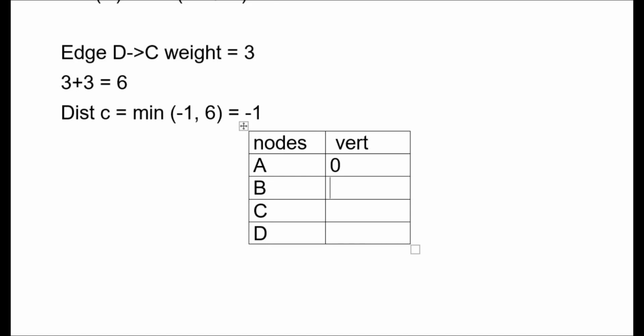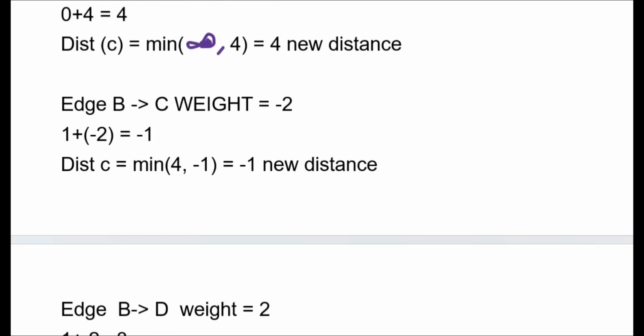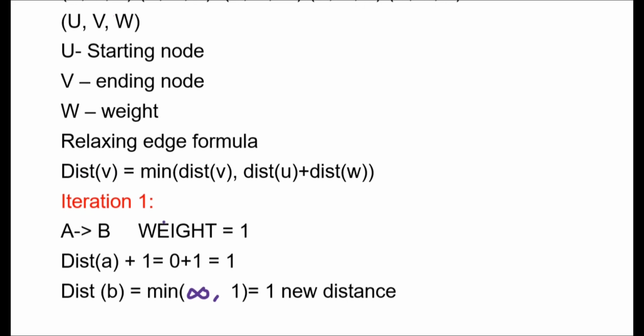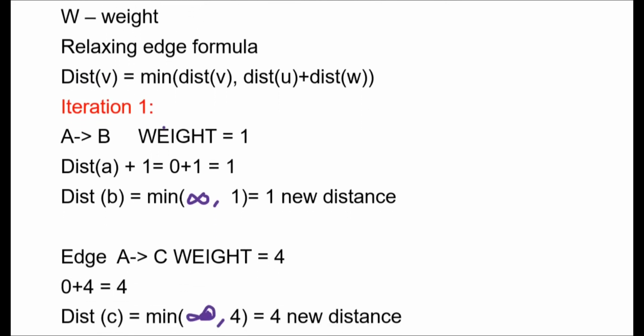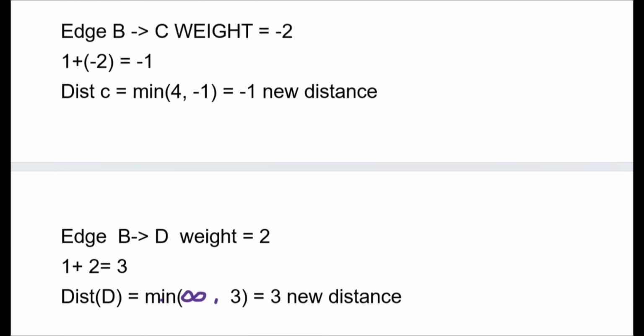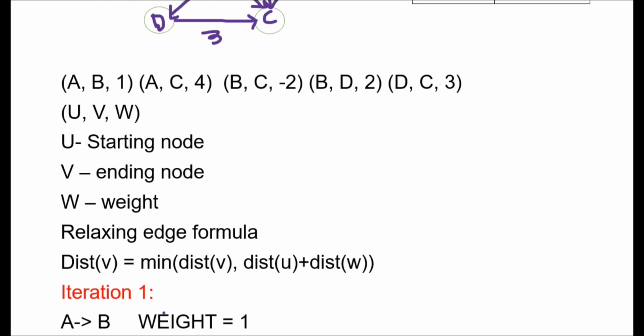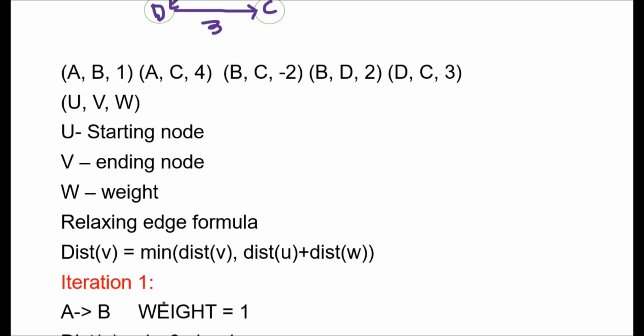A to A is 0. A to B is equal to 1. And A to C is equal to minus 1. Next one is B is equal to 1. A to C is equal to 4. And B to C is equal to minus 1. And B to D is equal to 3. And D to C is equal to minus 1. The last is 3. Next, iteration 2.